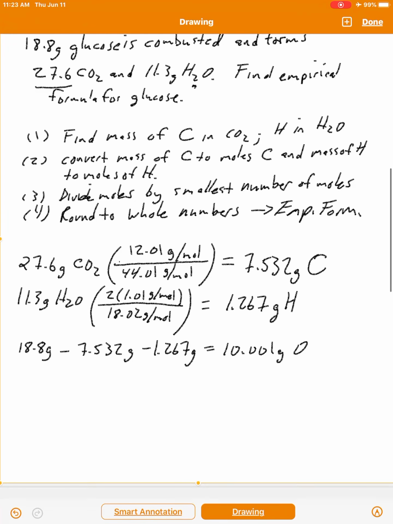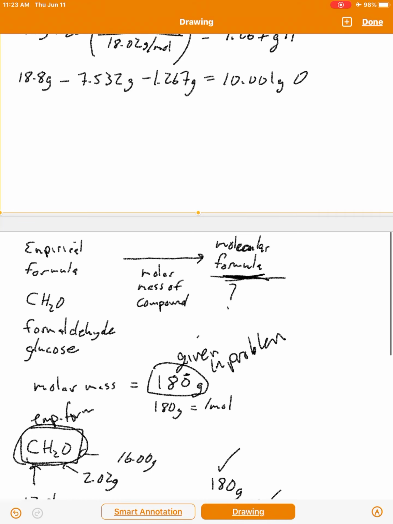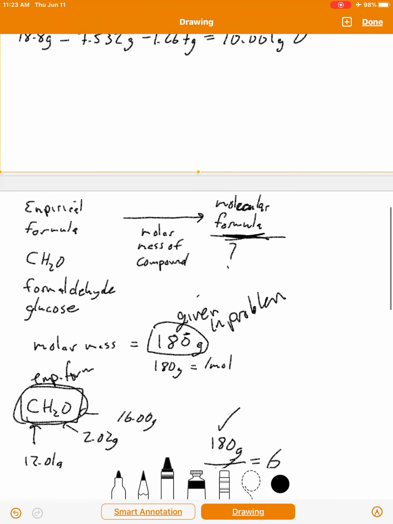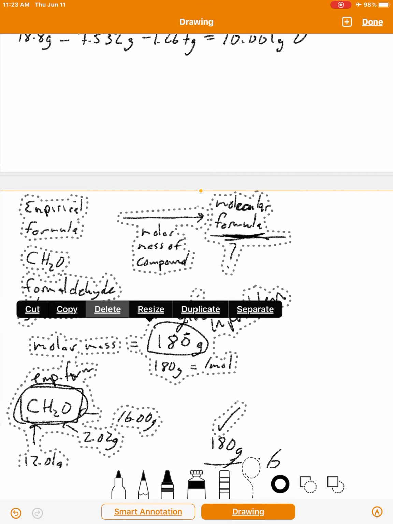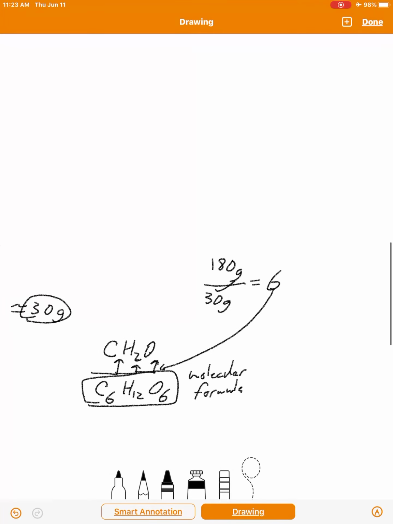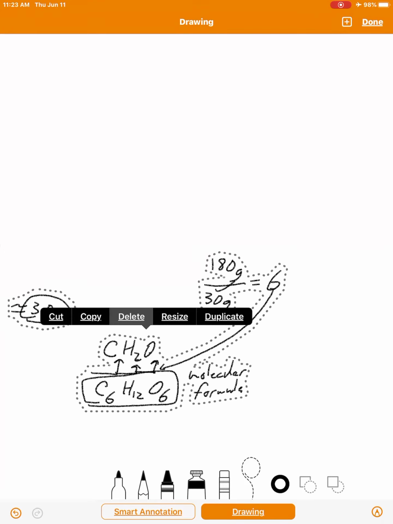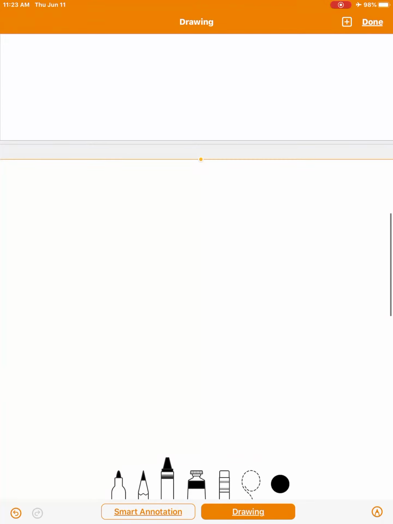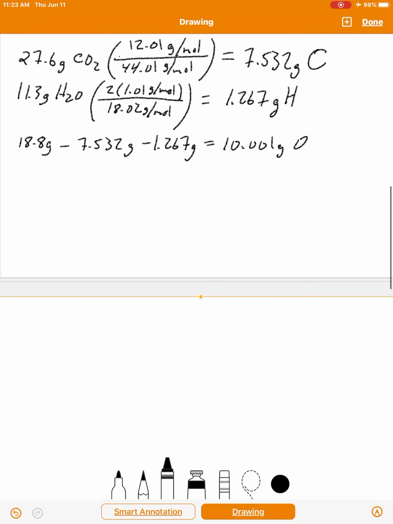Now we have the masses of each. So the next step is to go ahead and convert these masses into moles. Interesting, right? In the previous section, we learned how to do that. So it might be fresh in your mind, but you may not be really confident in it yet. So let's remind ourselves how we do that.